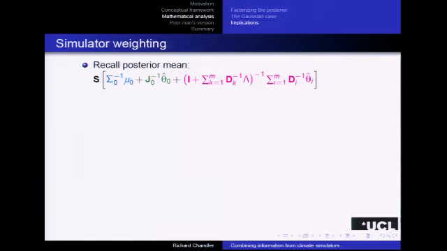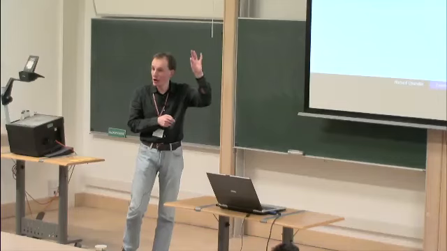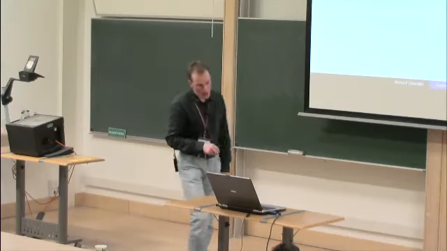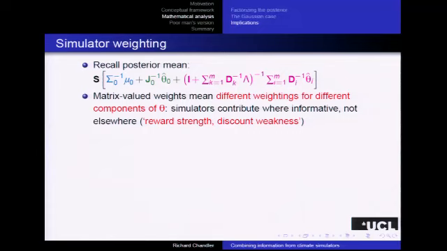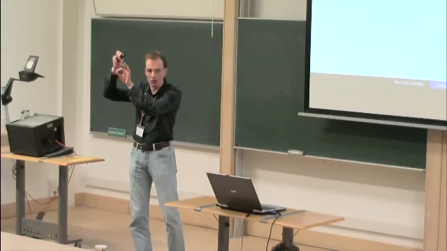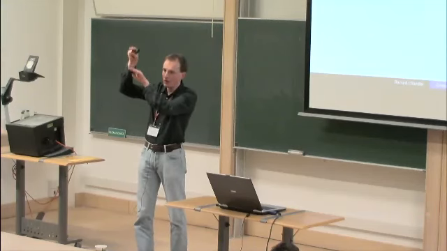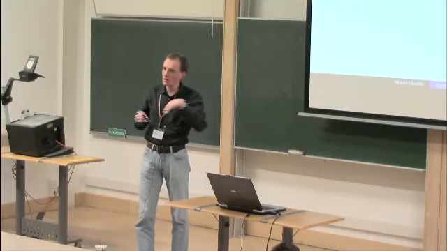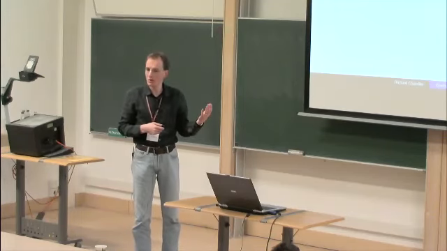What about the posterior mean? Okay, so this is, if you like, your point estimate of climate. It has that expression there. Because it is matrix valued, the weights are matrix valued, each component of the climate gets different weightings for the different information sources. Right? So you're not weighting simulators, you're weighting simulators differently for each different component. So you are rewarding the strengths and discounting the weaknesses.